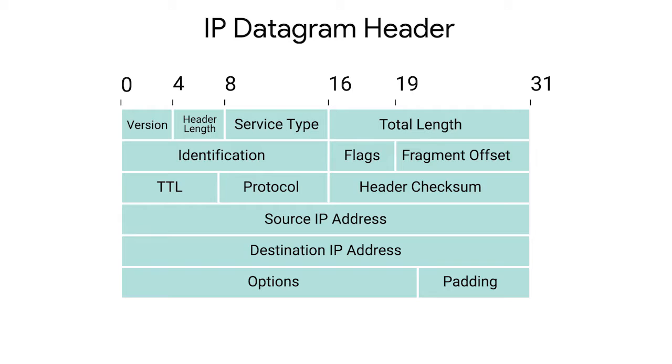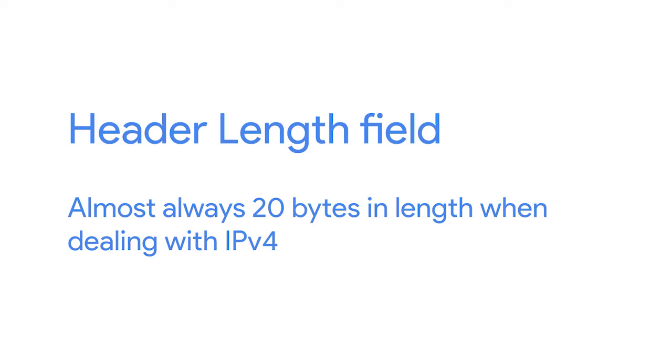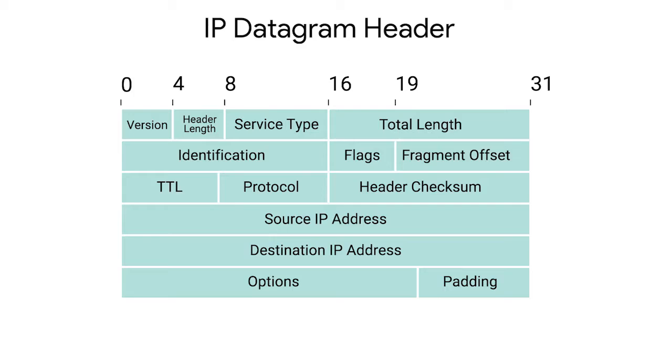After the version field, we have the header length field. This is also a 4-bit field that declares how long the entire header is. This is almost always 20 bytes in length when dealing with IPv4. In fact, 20 bytes is the minimum length of an IP header. You couldn't fit all the data you need for a properly formatted IP header in any less space.